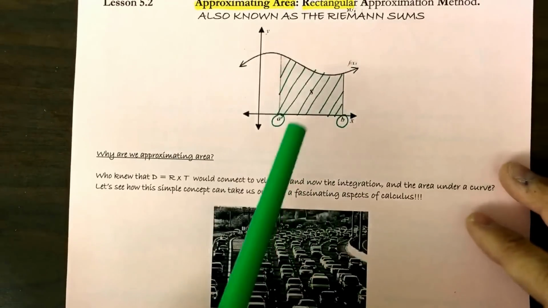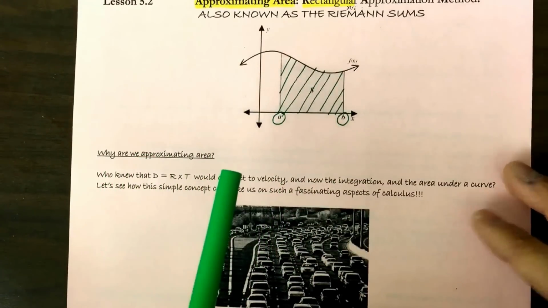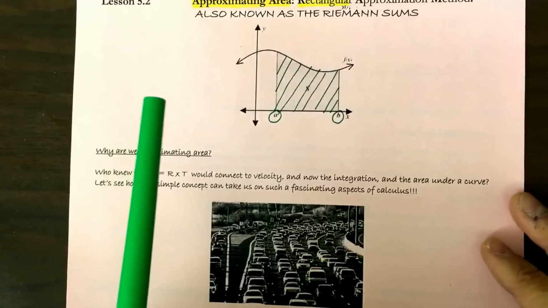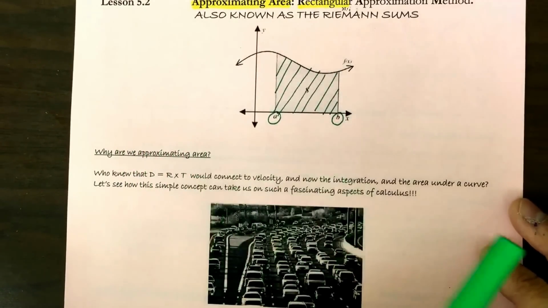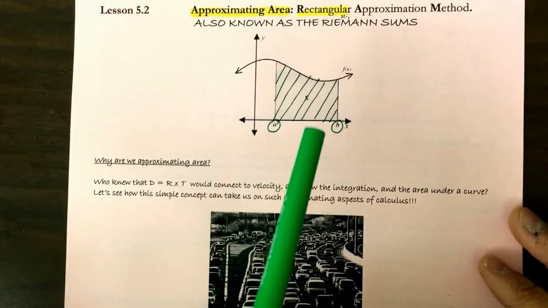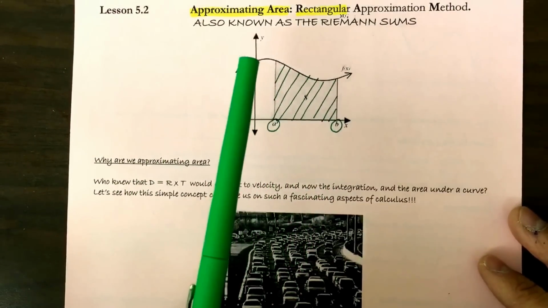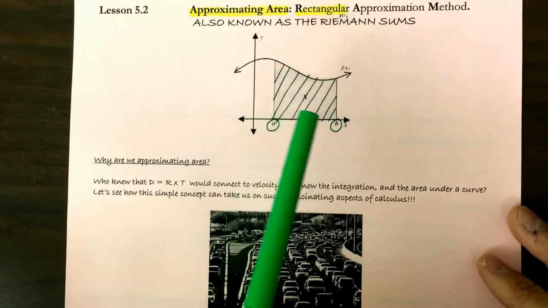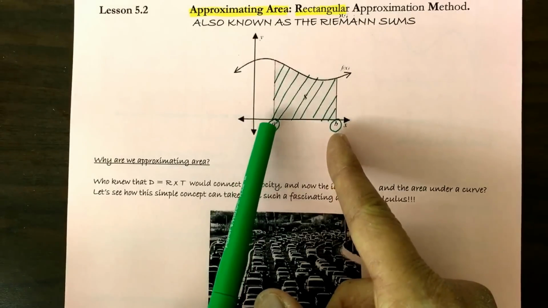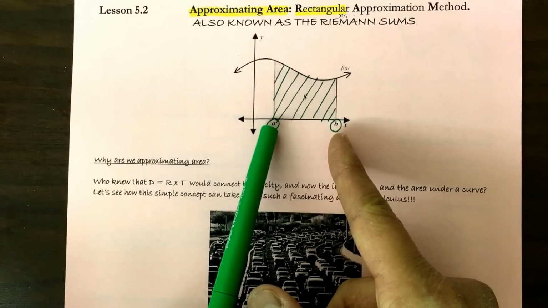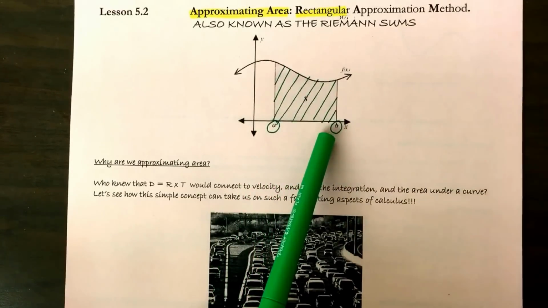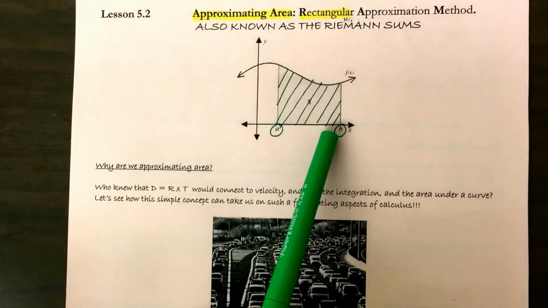So you might wonder, why are we approximating areas? Well, it turns out that area and antiderivative are related, and we're going to talk about their relationship in the next few lessons. But just for now, we're going to focus on how to approximate area that's bounded by a curve and the x-axis, between an interval. This value A is called the left side of the interval. The value B is called the right side of the interval, or the right endpoint.